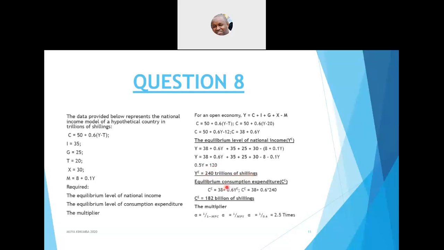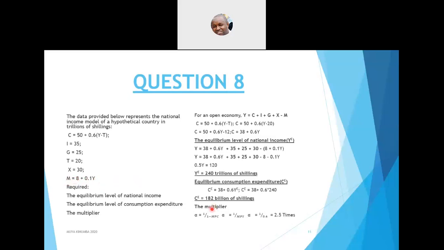What's the equilibrium consumption expenditure? CE is 38 plus 0.6 YE. We simply substitute for YE, and our consumption expenditure will be 182 trillion. By the way, if you wished, you could even compute imports at equilibrium, and you could do that in your own time.